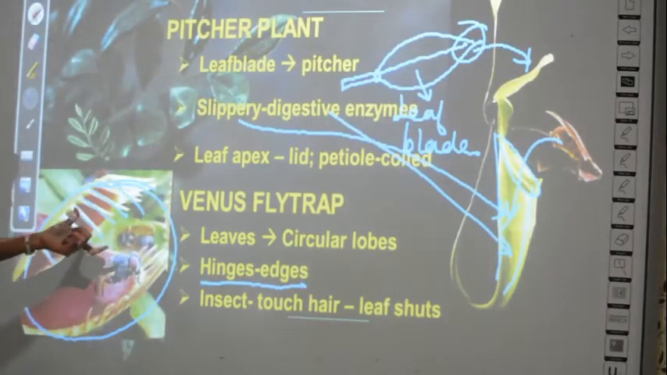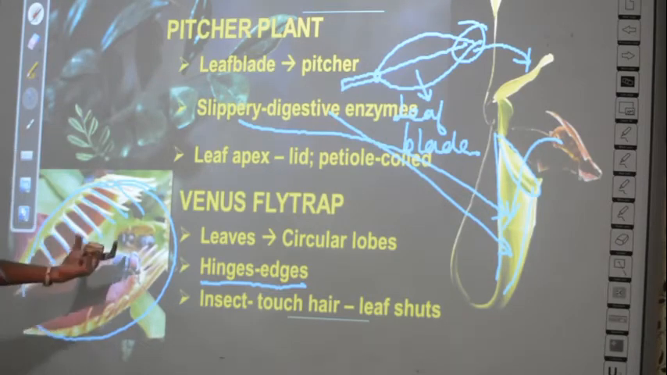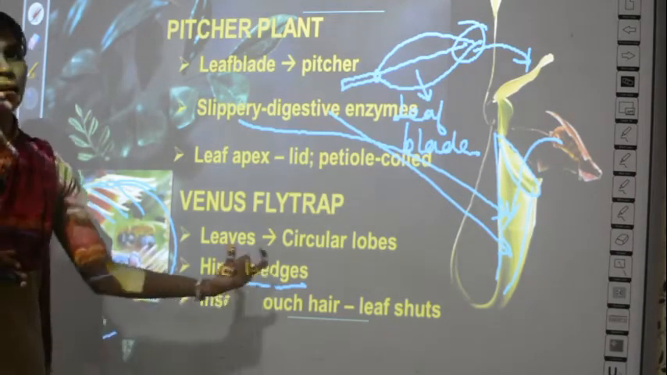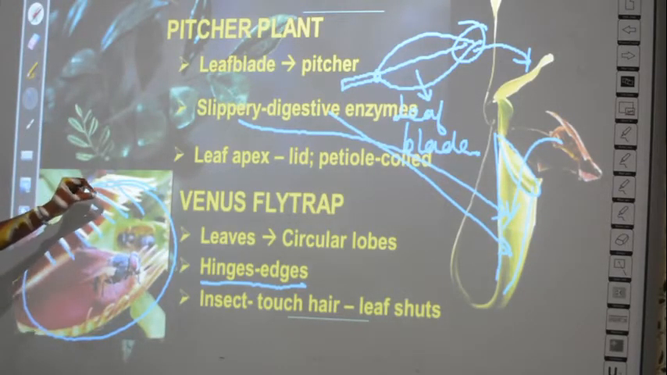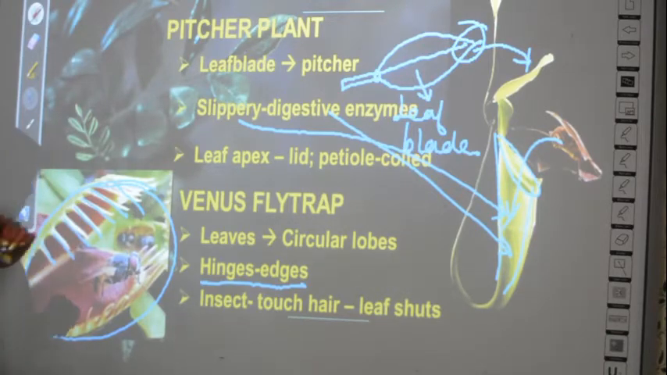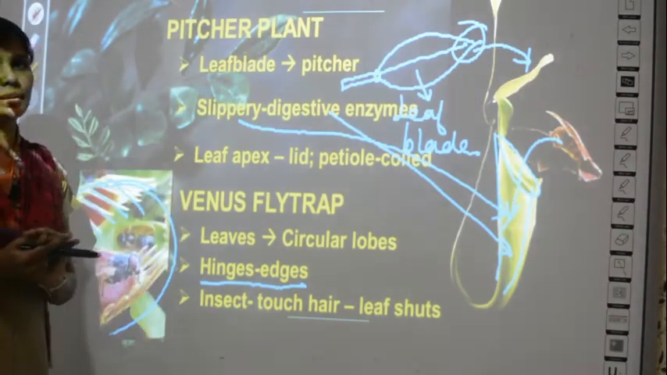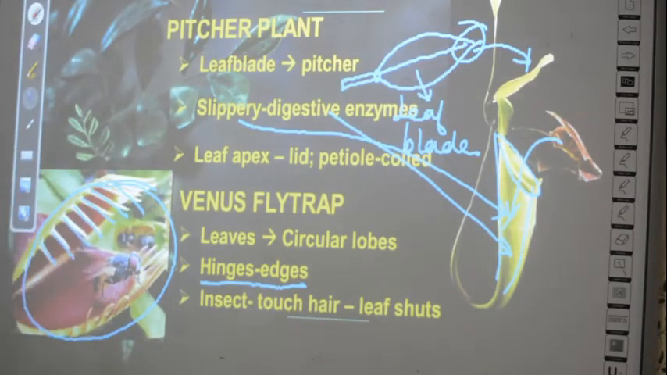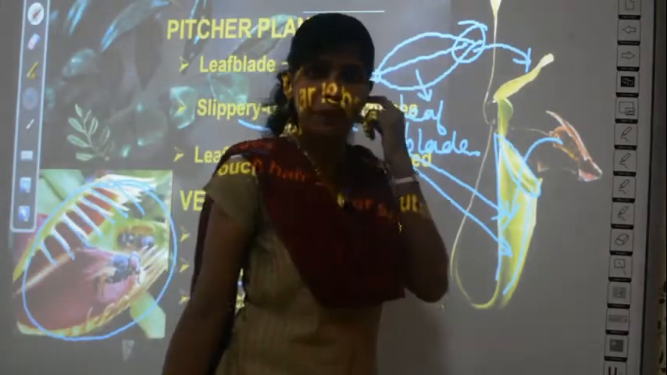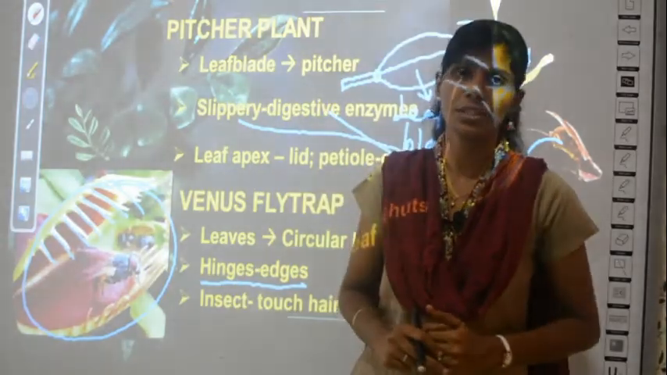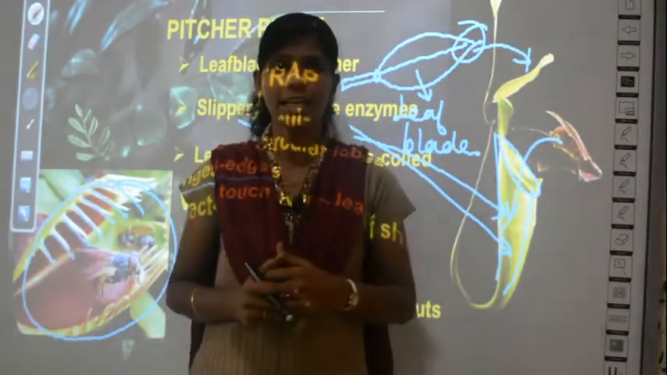Okay, so what we have studied about Venus flytrap? The leaf is modified into a circular lobe-like structures and they have hinges at the edges. They are not so sharp, but they are hair-like structures which can trap the insects. So when they touch the hair-like structure, it will be shut. The leaf will be shut and the insect is trapped inside. In this case also, with the help of digestive enzymes, finally the plant can get the required nitrogen source. So these are all the uses of modification in leaves.